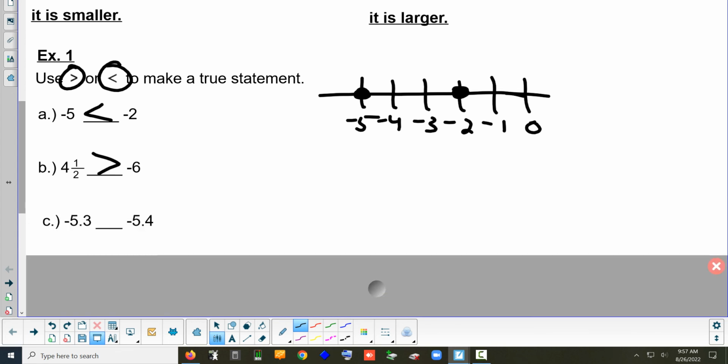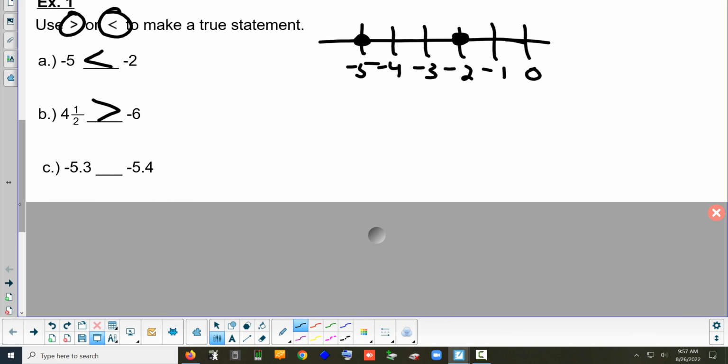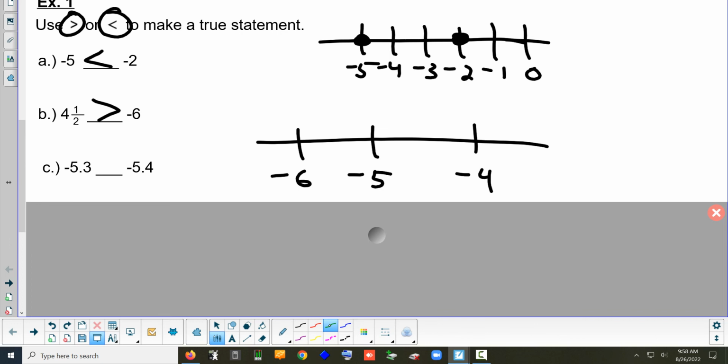All right. A little tricky because they're negative and they're pretty close. -5.3 and -5.4. And if you think of it kind of on a number line, -5.3 would be like right there. -5.4 would be a little bit more to the left. Okay, so this would be -5.3. That's -5.4.